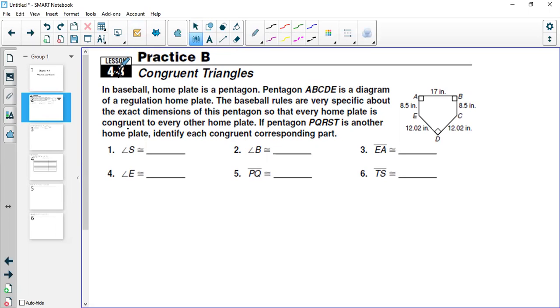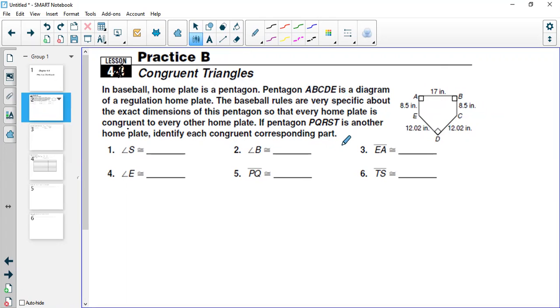Alright, so to start with, this is lesson 4 of chapter 4 about congruent triangles. So what did they say? In baseball, home plate is a pentagon. So this is a pentagon which has 5 sides. Pentagon ABCDE is a diagram of a regulation home plate. The baseball rules are very specific about the exact dimensions of this pentagon so that every home plate is congruent to every other home plate, which means everything should be the same. Every home plate should be the same. The dimension means the measurements should be the same.